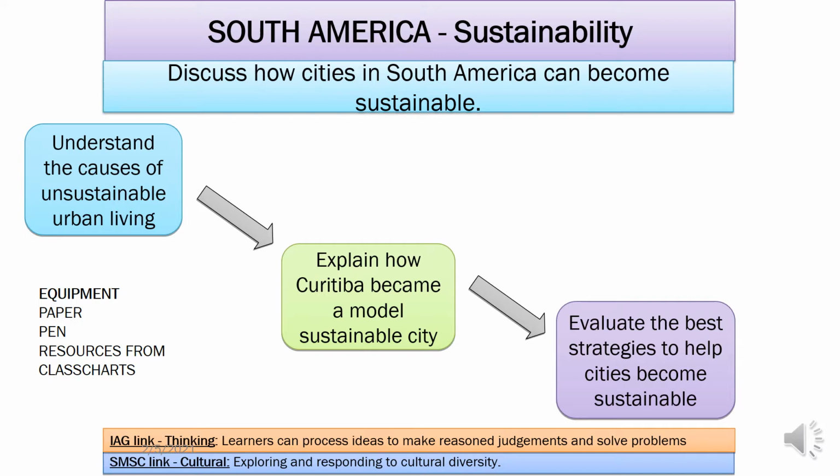And to get there, we're going to first of all understand the causes of unsustainable urban living, then explain how Curitiba became a model sustainable city, and then we're going to evaluate the best strategies to help a city become sustainable. The equipment you need is on the slide, so let's get going.